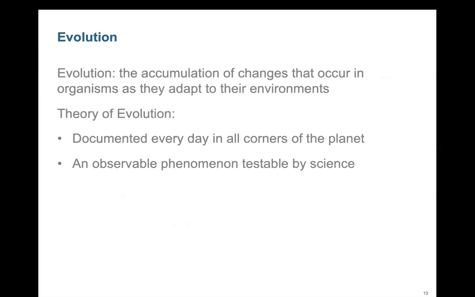Now, evolution, this is a concept that hopefully you have been taught somewhere along the line. This is the accumulation of changes that occur in organisms as they adapt to their environments. The theory of evolution is documented every day in all corners of the planet. And it's an observable phenomenon that's testable by science. And it's something that can be easily observable with microbes, given that they have very fast population turnovers as far as time is considered.